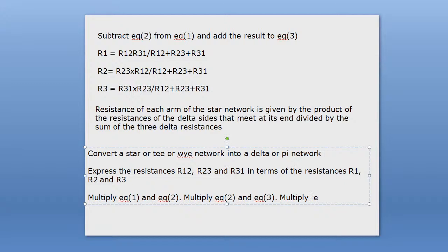Multiply equation 1 and equation 3. After that you solve it. After that you simplify it, adding them together and then simplify. After that add the results.